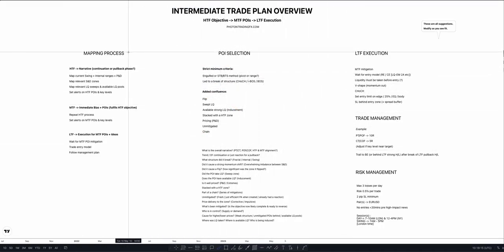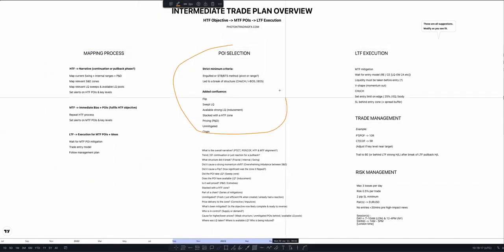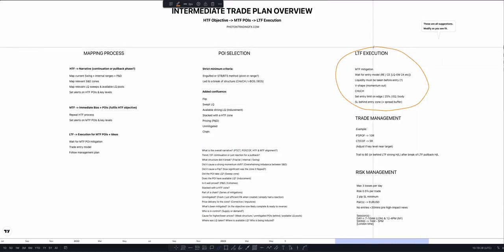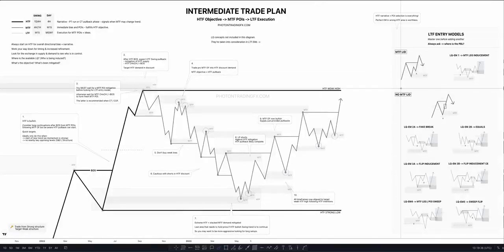Okay, cool. So we've mapped our structure, we've picked our POIs, we've tried to refine them by building the story. So we manage our expectations of what's going to happen when price comes into that POI. So when your alert goes off and price is in your POI, that's when you drop down to your lower time frame execution, okay? And this is where you should have your lower time frame entry models picked out, okay?